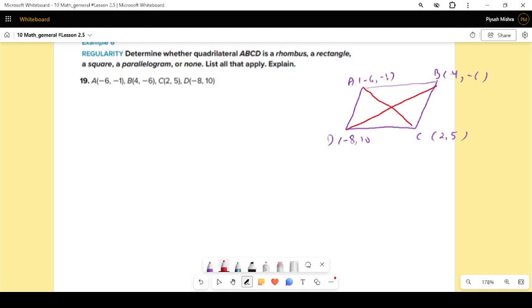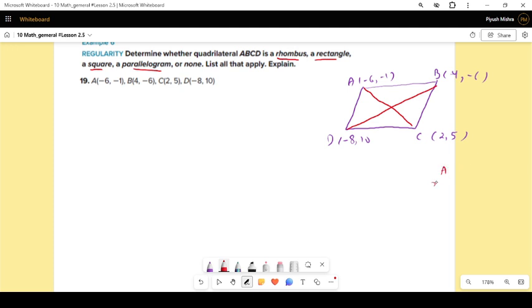Now I have this information. I have to check whether this figure is a rhombus, rectangle, square, or parallelogram. So I'm going to use the distance formula to check what the name of this figure is. I have already told you the distance formula.